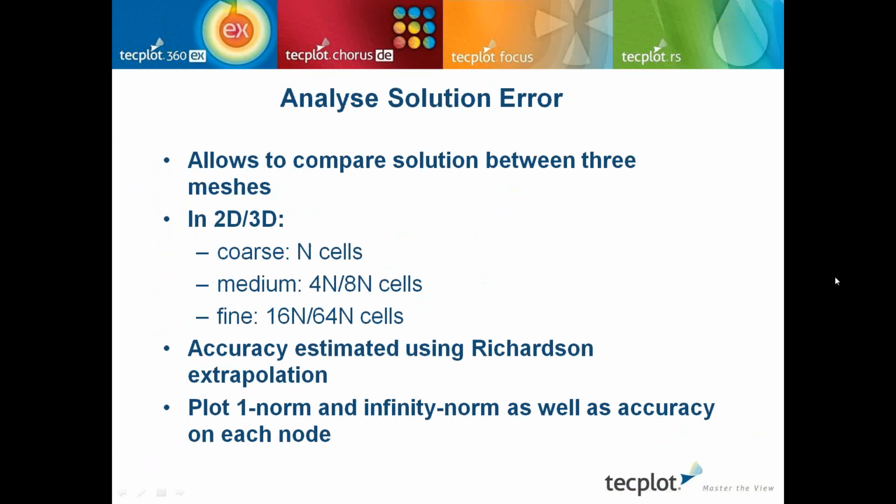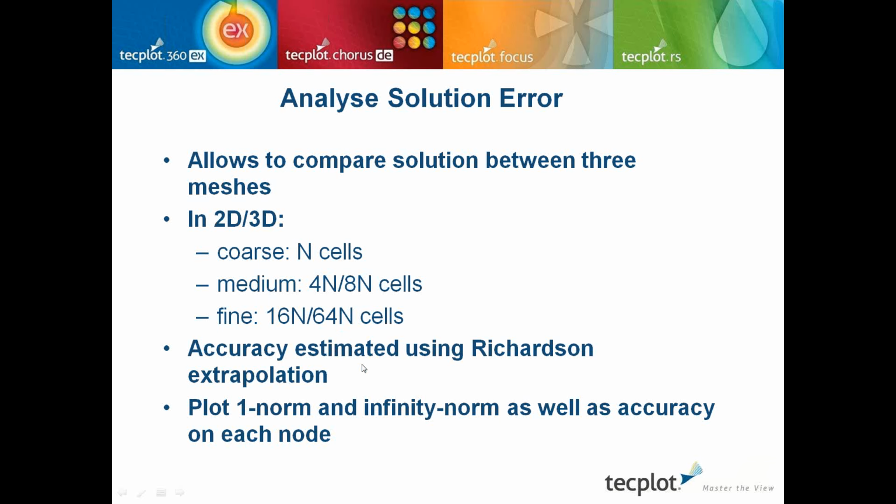A very last feature is the possibility to analyze solution error within three meshes or between three meshes. So basically you will need to get three meshes that are coarse, medium, and fine, let's say. Every time you refine a mesh, you need to add a point on each segment. So if you have a coarse mesh with n cells, a medium mesh would have 4n, and a fine mesh 16n cells in 2D, or 8n cells and 64n cells in 3D.